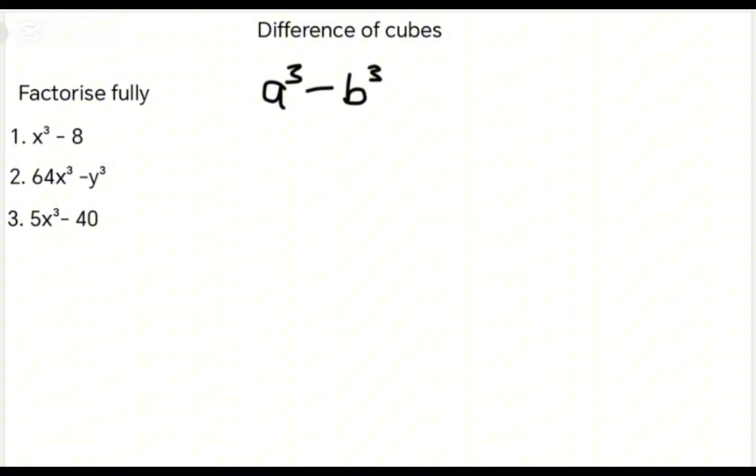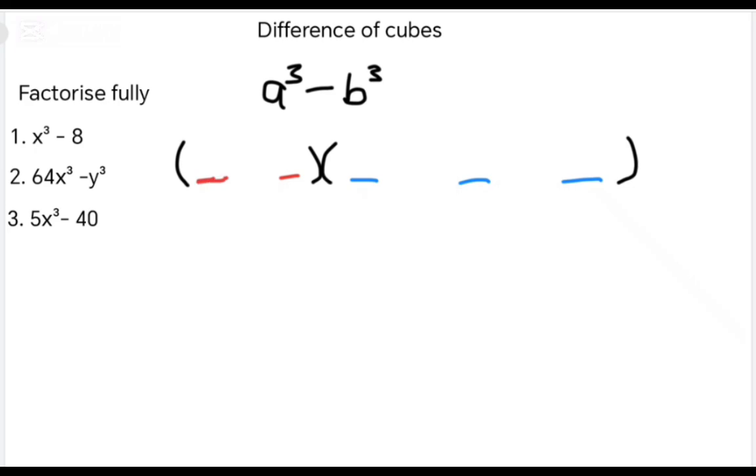So this is a difference of cubes. When you're factorizing the difference of cubes, all of them have the same thing in common. You're going to open two brackets, the first one is going to be smaller, and the second one is going to be a little bit bigger. The first bracket is going to have two numbers, and the second bracket is going to have three numbers.